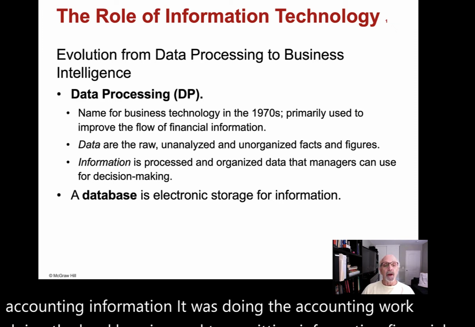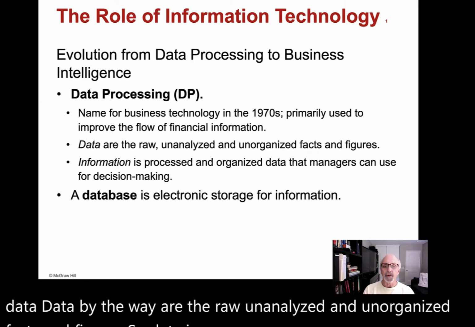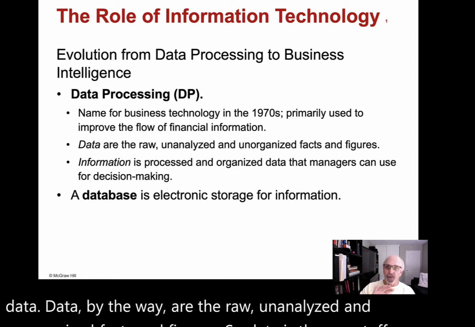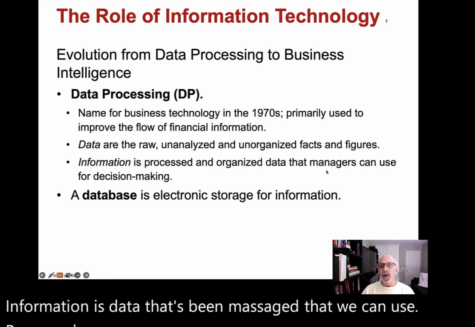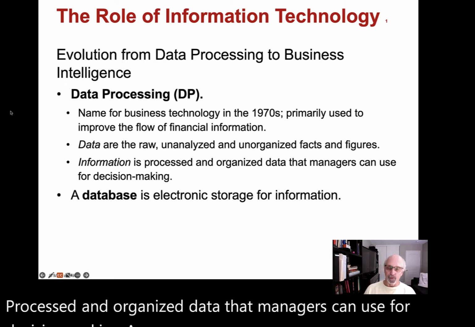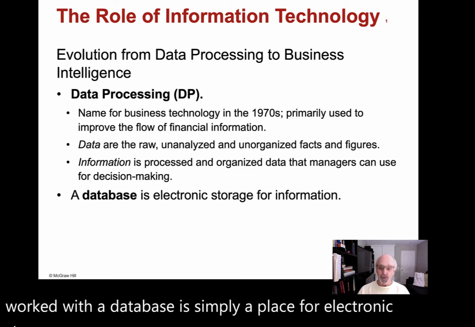Data, by the way, are the raw, unanalyzed, and unorganized facts and figures. So data is the raw stuff. Information is data that's been massaged so that we can use it: processed and organized data that managers can use for decision making. A database, for those of you who've never worked with one, is simply a place for electronic storage of information and then retrieval through the use of reporting.